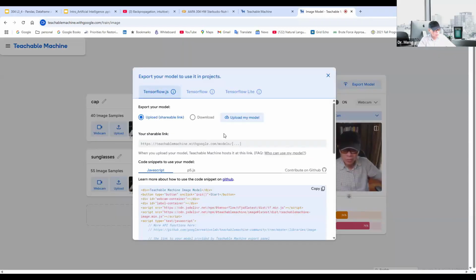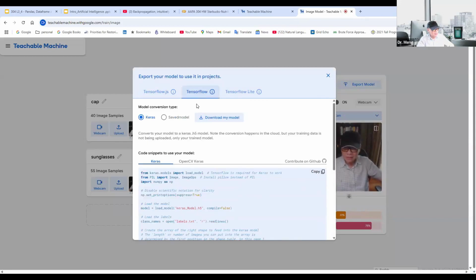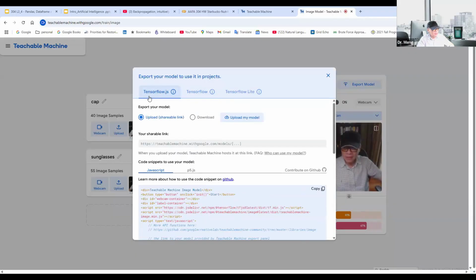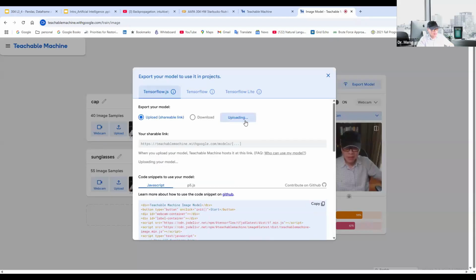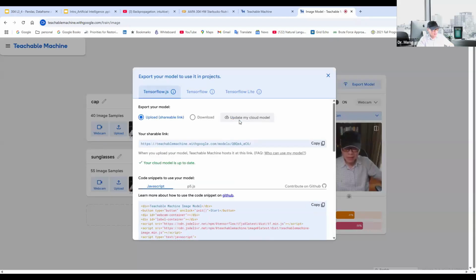So how to export your model? Using TensorFlow.js, this is JavaScript. There is an upload model option right over here. Click here. It's going to take a while. It says uploading. Now it says it's already done. There is a link right over here. You can copy. Copy this link. This link means the trained model is uploaded on the Google Teachable Machine website.